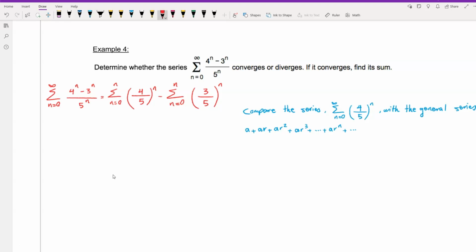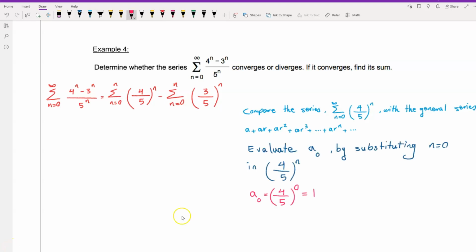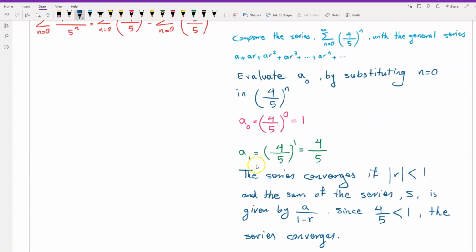Compare the series sum of 4 over 5 to the n power with the general series a plus a times r plus a times r squared plus a times r cubed plus dots plus a times r to the n power plus dots. Finding a sub 0, meaning that we have to use 0 for n. So a sub 0 is equal to 4 over 5 to the power 0, so this is equal to 1. And then finding a sub 1, that is equal to 4 over 5, power is 1, so n is equal to 1. So in this case, a sub 1 is equal to 4 over 5.